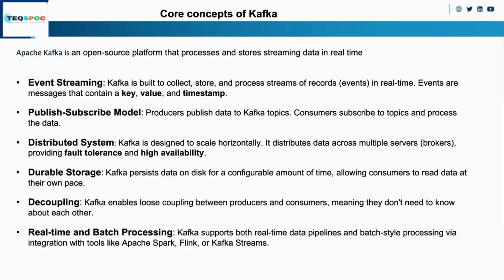The other one is the decoupling. So Kafka enables loose coupling between producers and consumers, meaning they don't need to know about each other. Okay, so that's what I just explained. Since there is a third party, or this conduit or messenger, who's basically carrying this data, the consumer has nothing to do with the producer, neither does the producer have anything to do with the consumer.